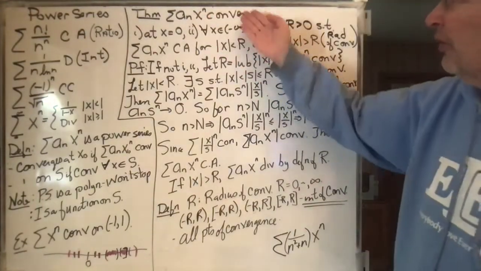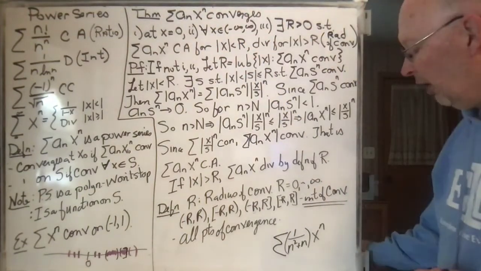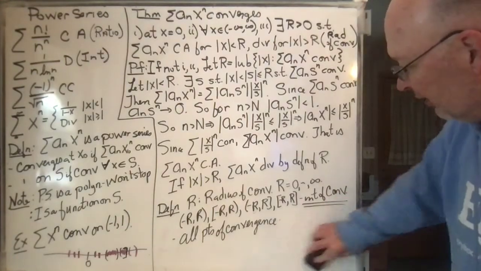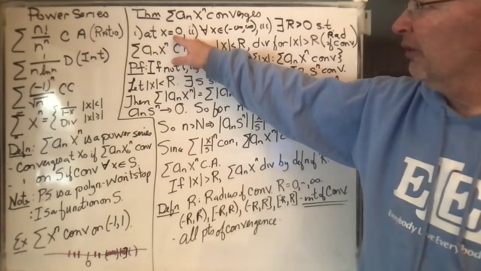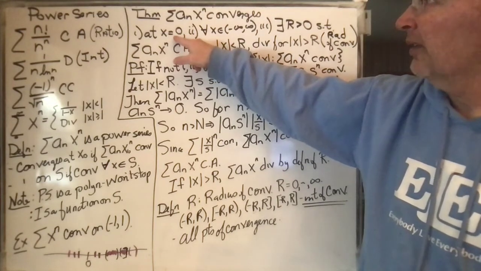Okay. So suppose you have yourself a power series. Here are the only 3 options. Okay? You only have 3 options. Either this power series converges only at 0.